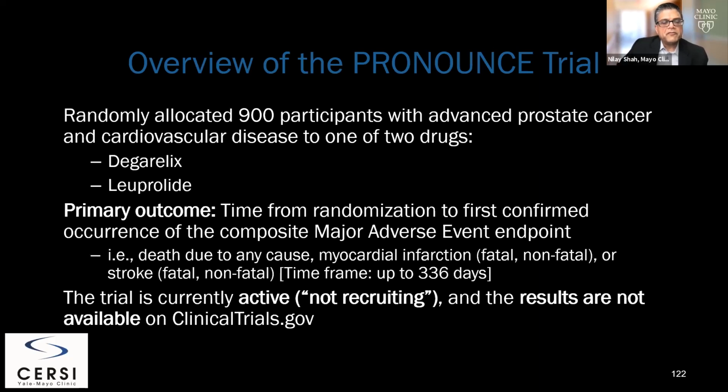So just to give you an overview of the PRONOUNCE trial. The PRONOUNCE trial was a safety trial, randomly allocated 900 participants with advanced stage prostate cancer and cardiovascular disease to either degarelix or leuprolide. And the main goal was to look at adverse cardiovascular events. The trial, again, as I mentioned, is active, not recruiting, but the results are currently not available.